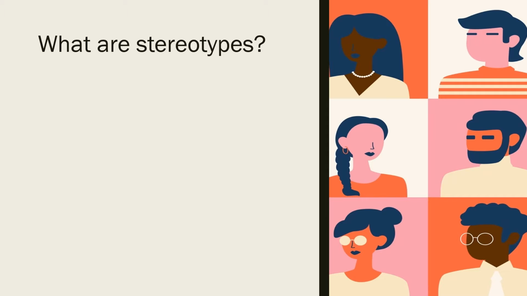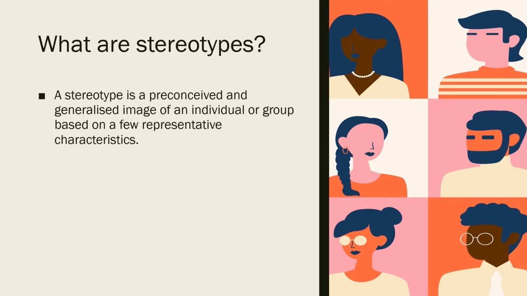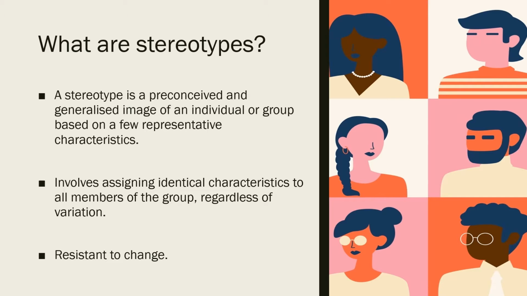The beliefs and overgeneralizations that are made to produce a preconceived and generalized image of an individual or group are called stereotypes. Stereotypes can be based on various characteristics such as personality, appearance, or ability. By stereotyping, we infer that a person has a range of characteristics and abilities that we assume all members of that group have, regardless of variation. For example, adolescents are often stereotyped as being self-centered and lazy.